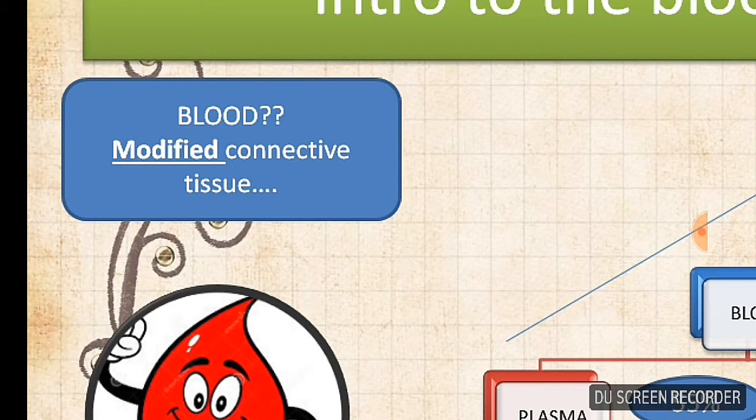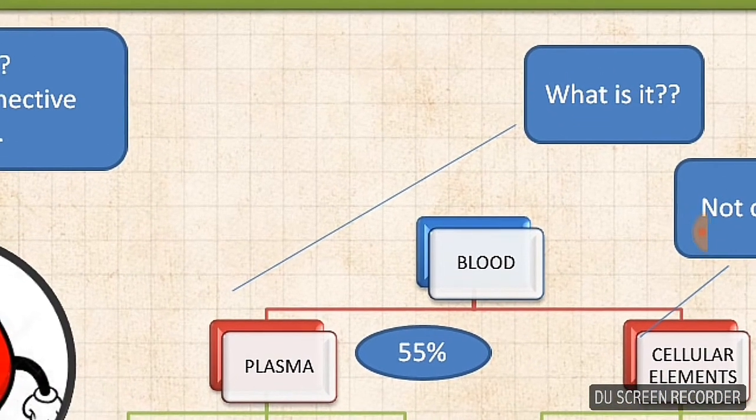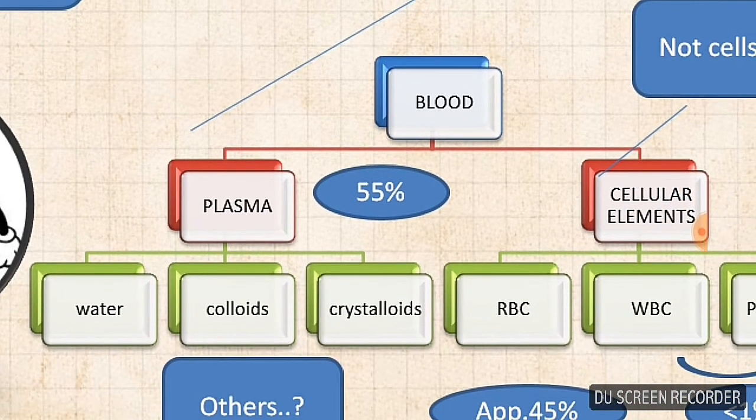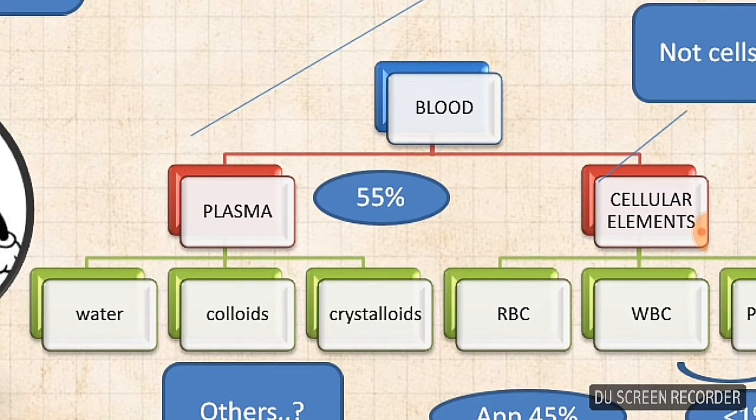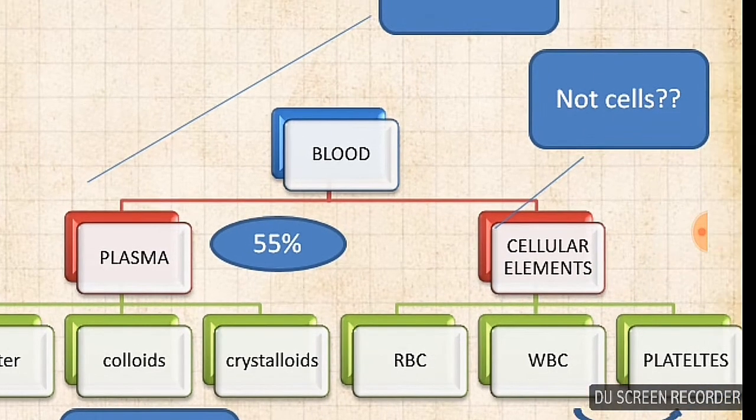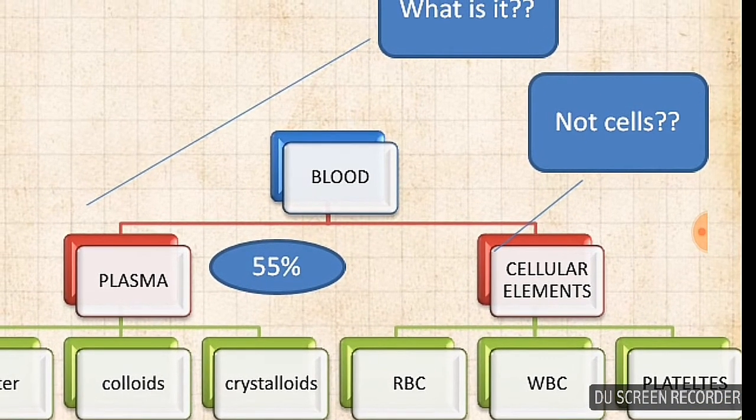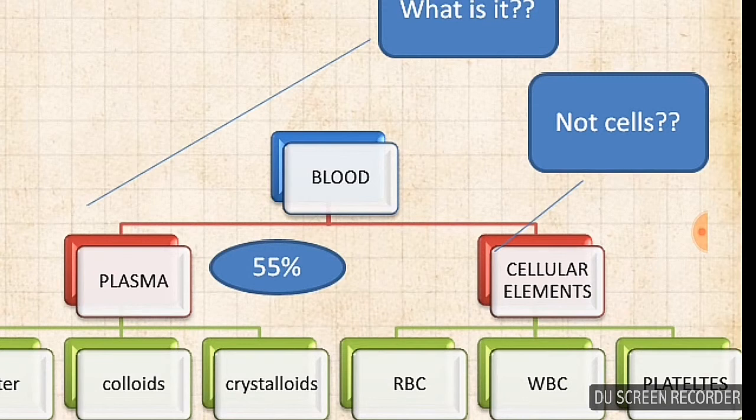Okay, then coming to the composition of the blood, so we know that it constitutes the plasma and the cellular elements. Remember, it is cellular elements but not cells. They are not complete cells because some of them possess organelles, some of them do not even possess the nucleus. So they are said to be cellular elements. It's more likely to say cellular elements than cells, right?